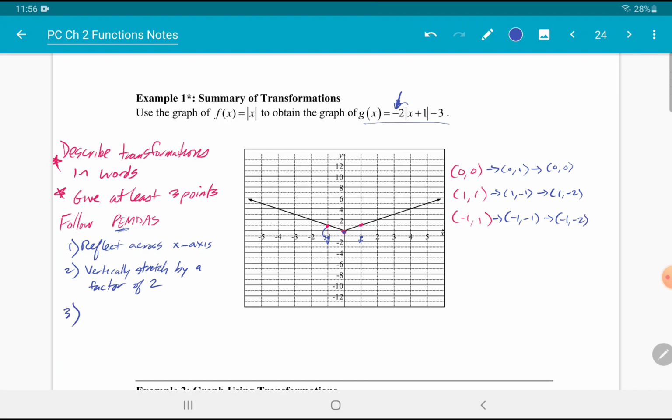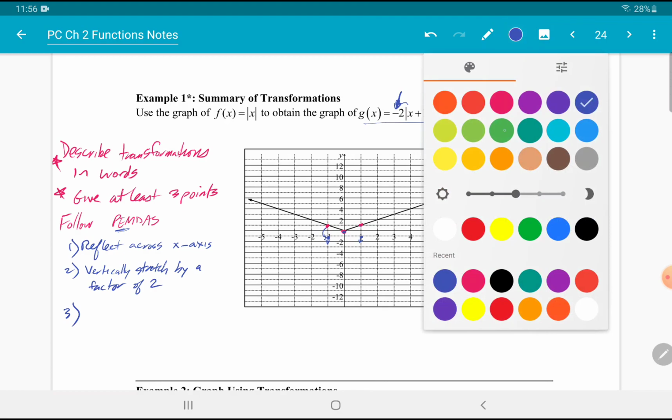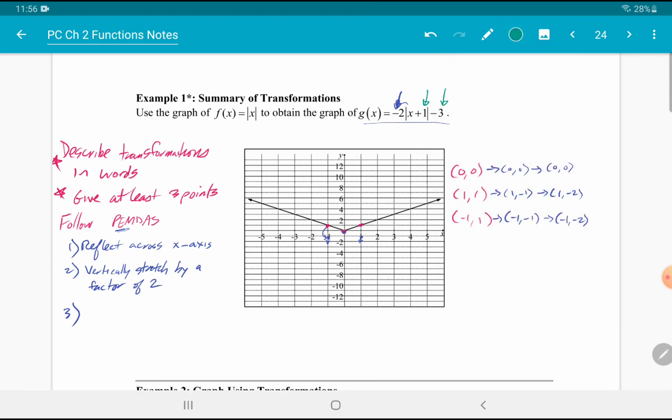Then we apply our next transformation, and these transformations can actually occur simultaneously. The only transformation that we have left is the +1 here and the -3 here, and we know that those represent our shifts. The +1 is telling us that we're going to shift to the left by 1, and we're also going to shift down by 3 because of that -3. So every point gets shifted left 1 and down 3. Each of these points, 0, 0, 1, -2, and -1, -2, now gets shifted 1 left and down 3.